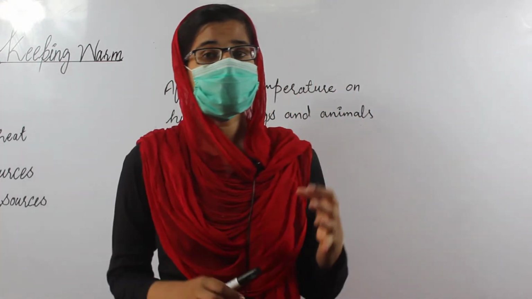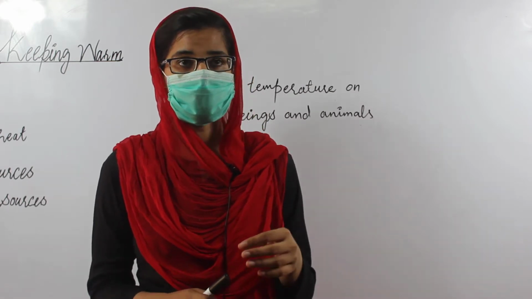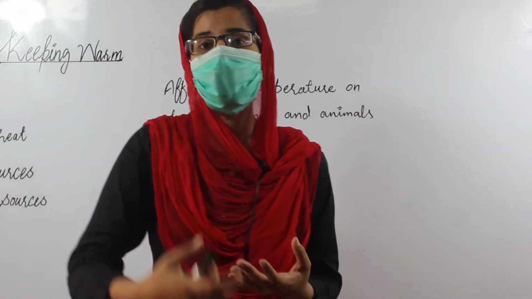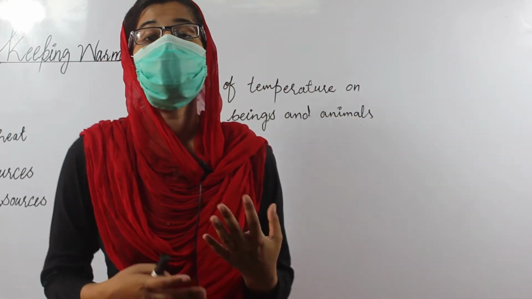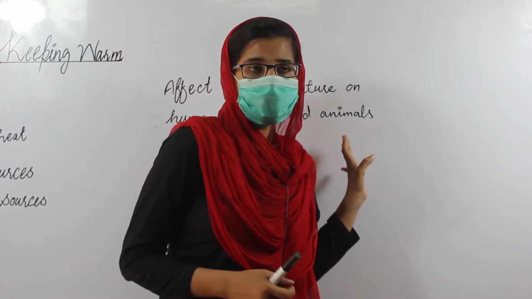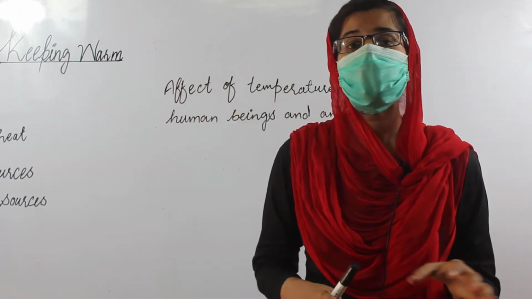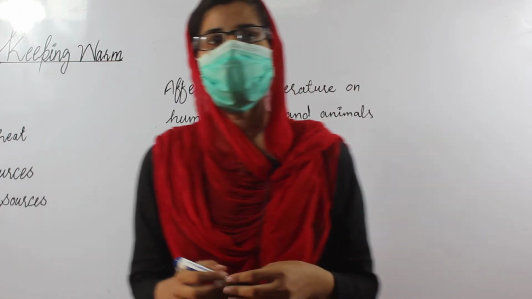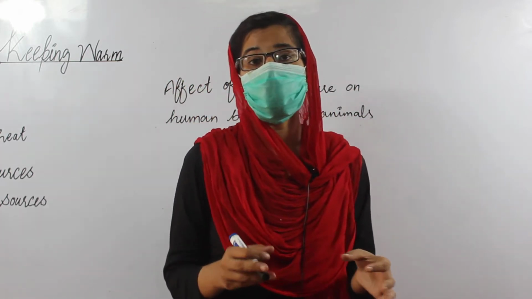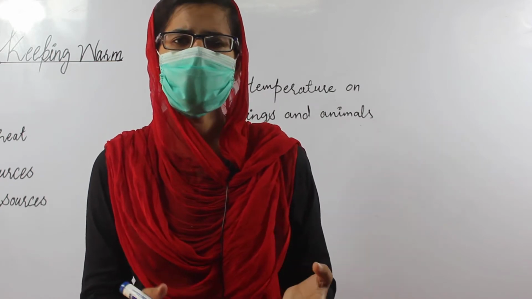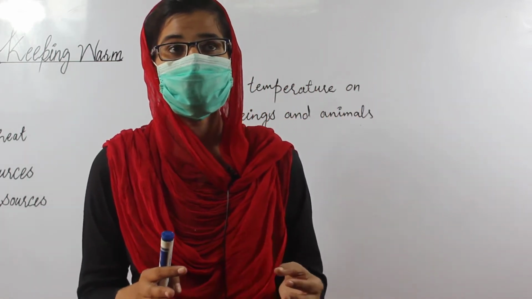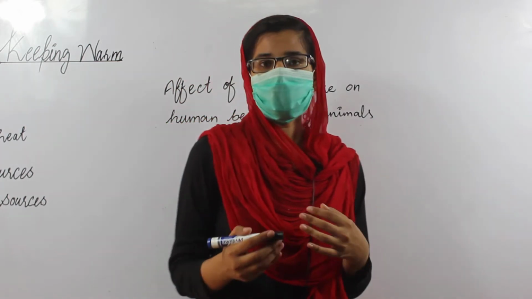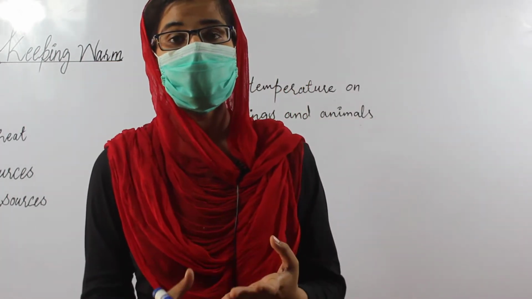Temperature affects how human beings and animals live and survive. Effects of temperature, for example, in winter. Winter is too cold, and the temperature can drop to 0 degrees Celsius depending on where you live. For example, if you live in Murree, the temperature in winter is very low. The temperature can drop to 0 degrees Celsius.